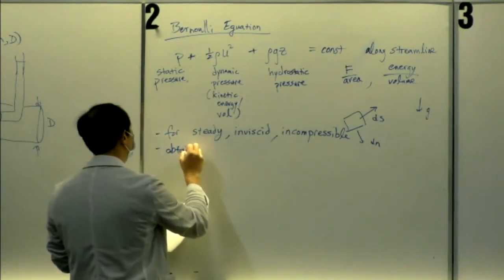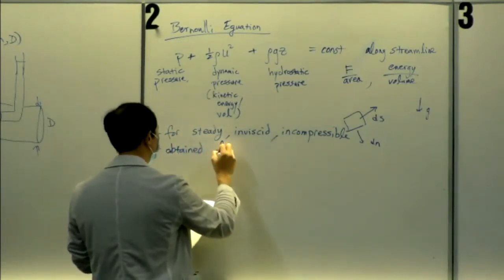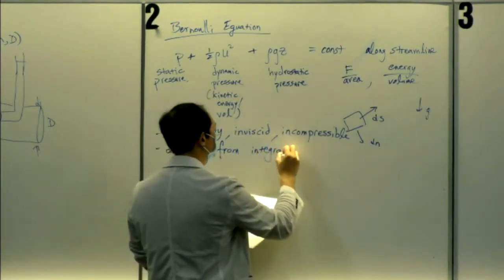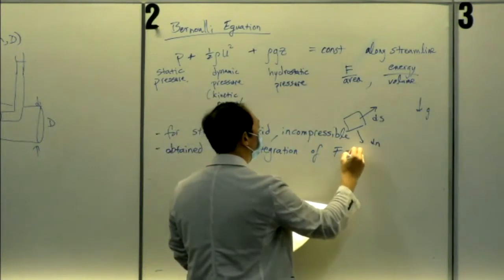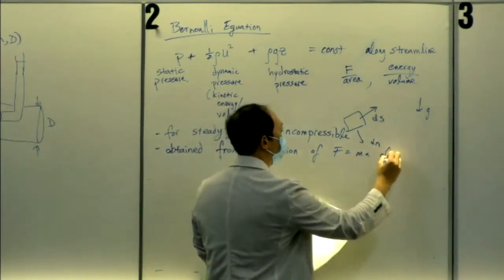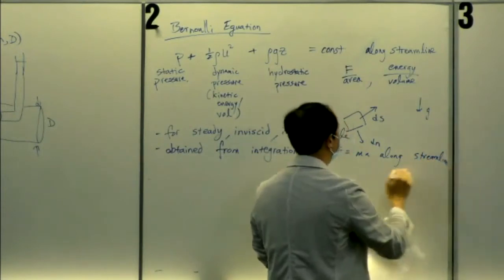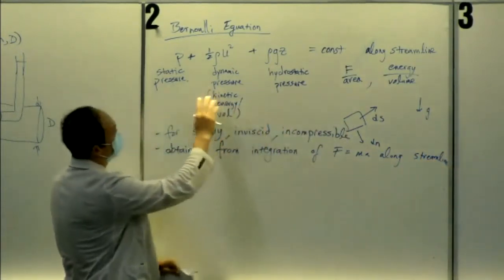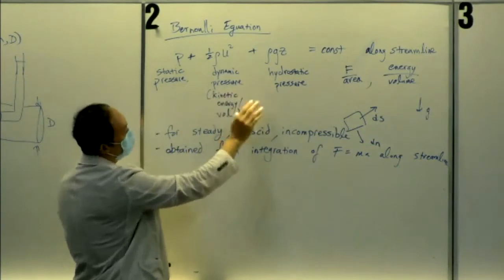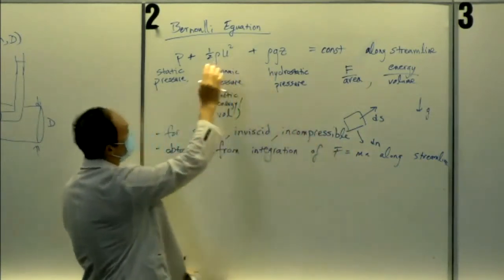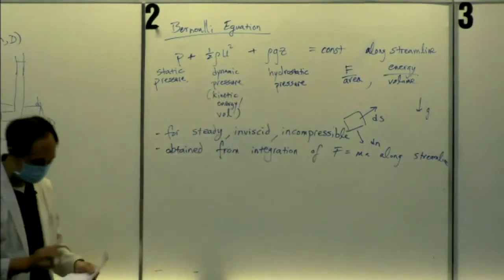And this is from integration of F equals ma along a streamline. If you remember, the forces are basically the pressure force and the gravitational force, and the mass times acceleration integrated becomes the 1/2 rho u squared.